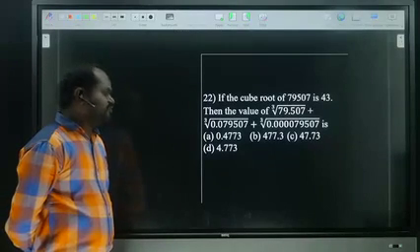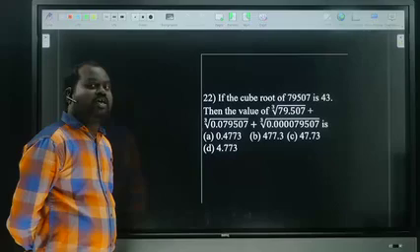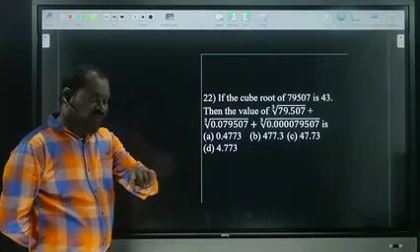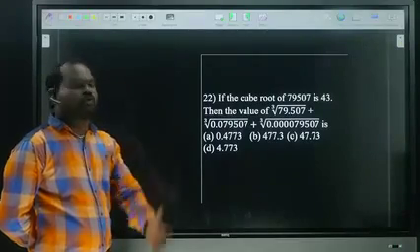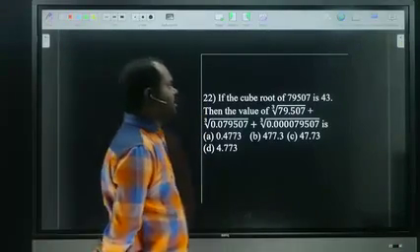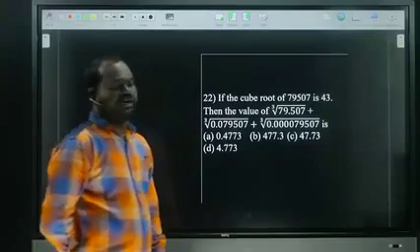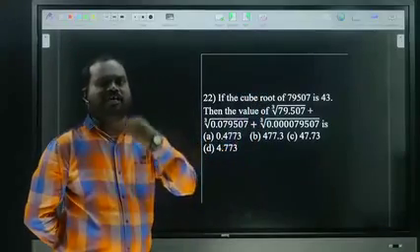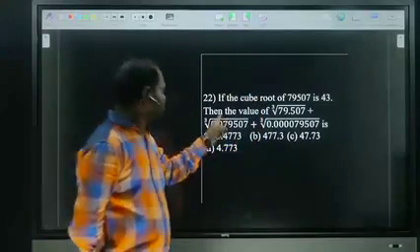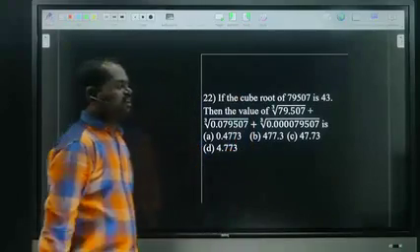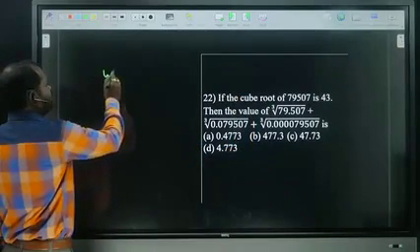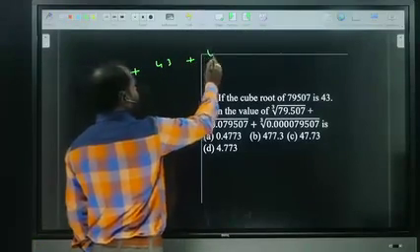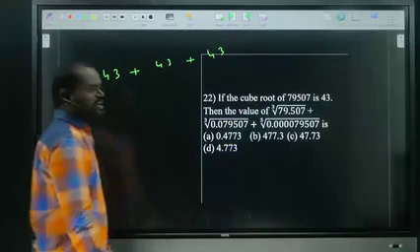Now the question: if the cube root of 79507 equals 43. Earlier I gave my square root model, now I am giving my cube root model. Then find the value of the expression with 79507, 795 and so on, the same numbers. First of all, every answer should be how much? 43. Write 43, 43, 43 everywhere: 43 plus 43 plus 43. That is finished.